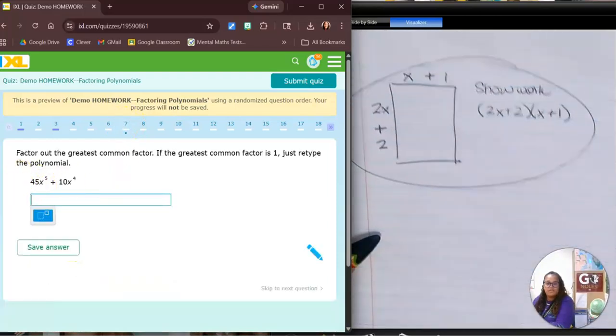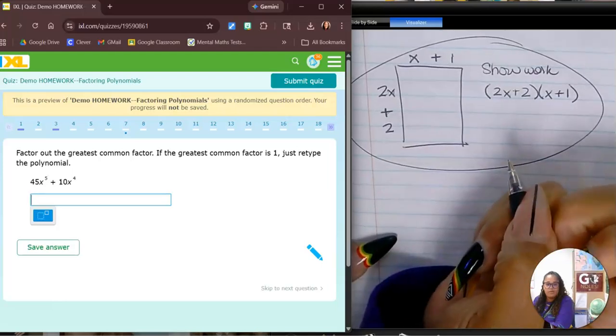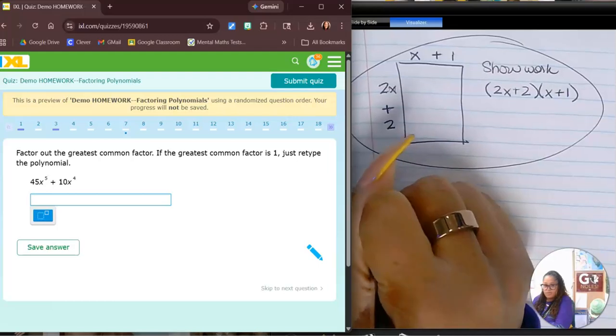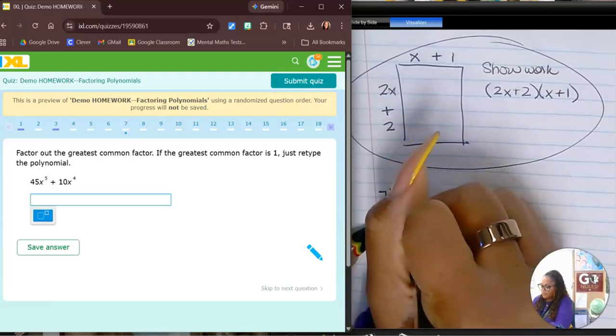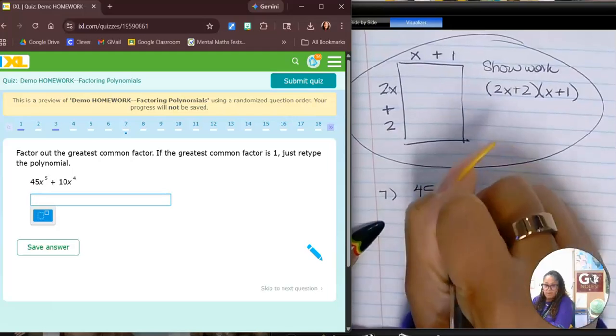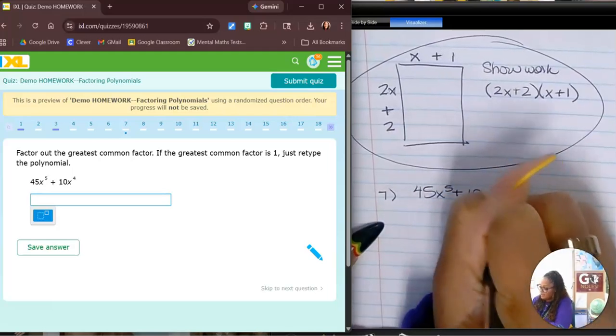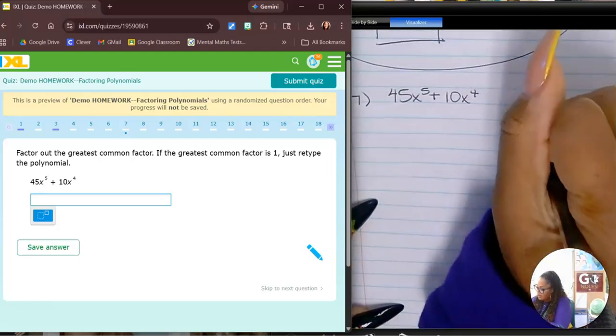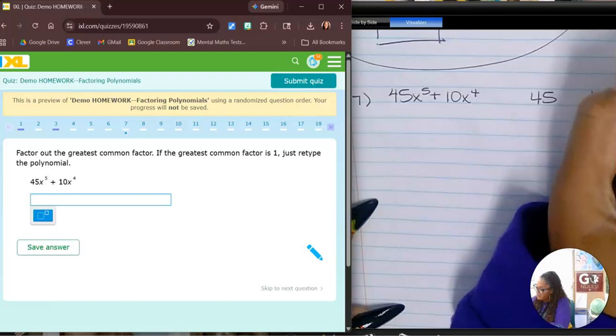Okay, now it says factor out the greatest common factor. If the greatest common factor is 1, just retype the polynomial. Okay, this is question 7. And I've got 45x to the 5th power plus 10x to the 4th power. So I need to show division by a common factor. I need to do 45 and 10.